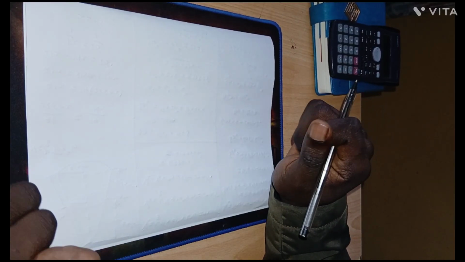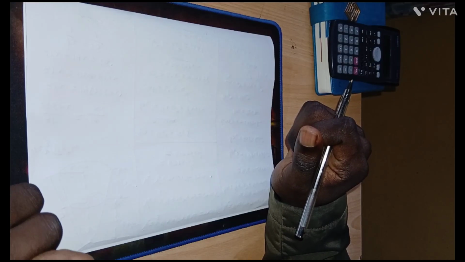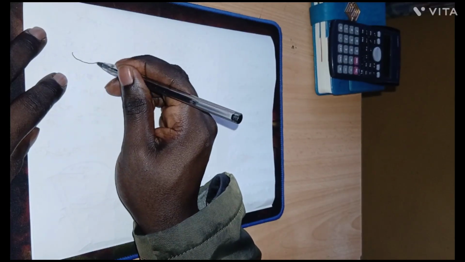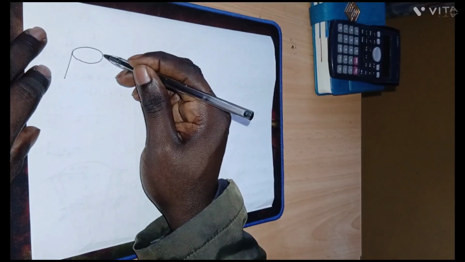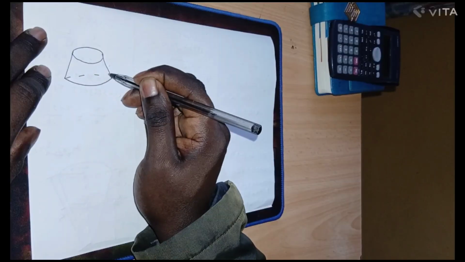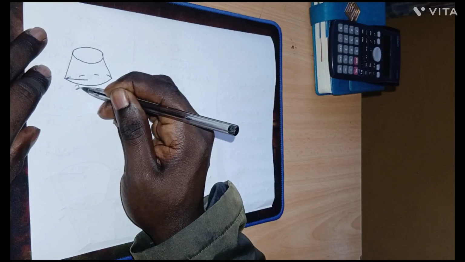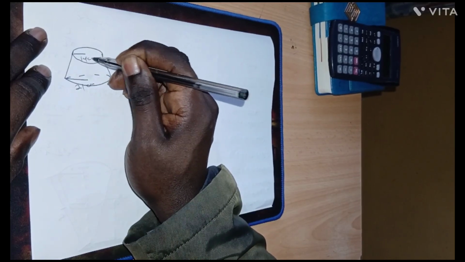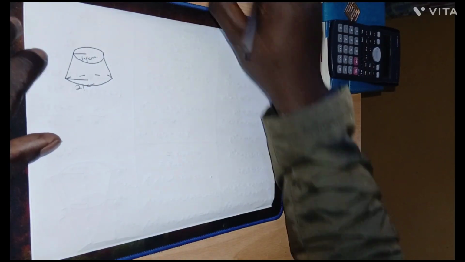So we're going to do a question that tackles the volume of a frustum and also the surface area of the same frustum, okay? So the question is something like this. We have a frustum here, and from this frustum, we've been given the bottom bit as 21 centimeters, and then we've been given the top bit as 14 centimeters, okay?